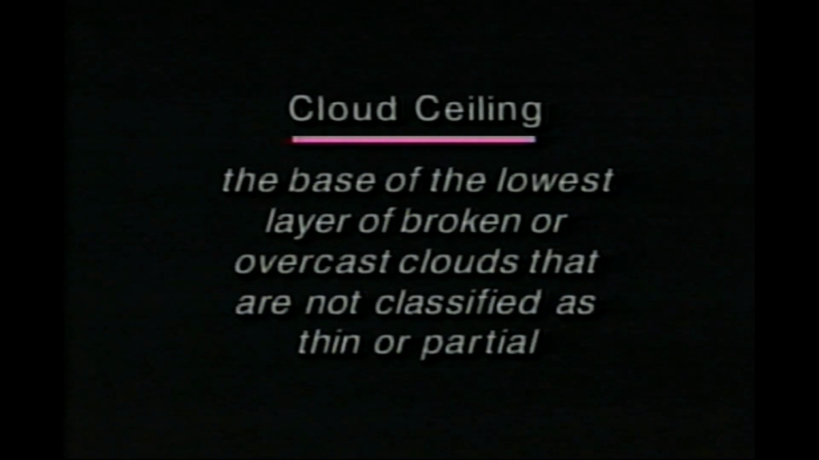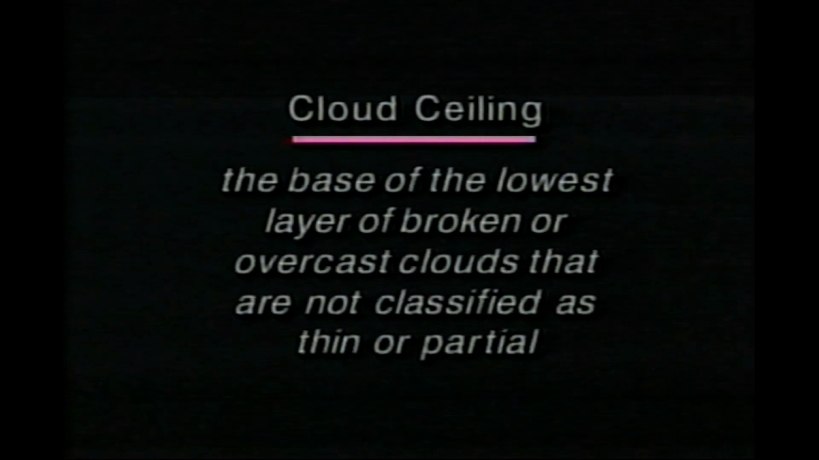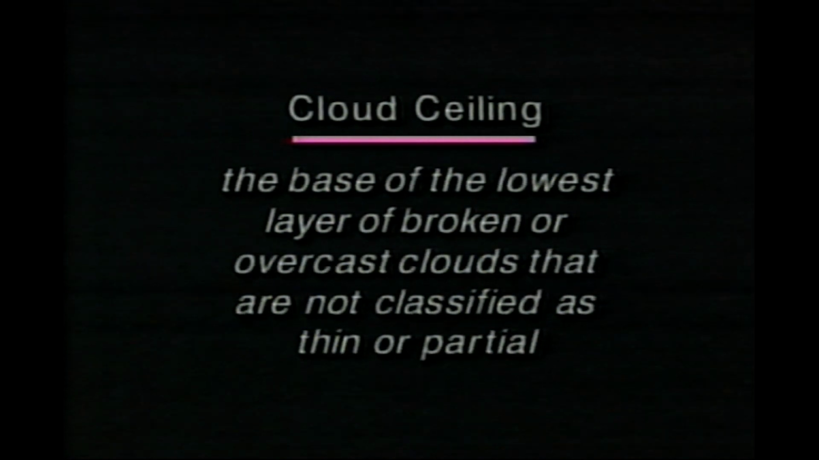Pilots often talk about the base of the clouds and hundreds of feet above the ground, and that's where you'll hear the term ceiling. A cloud ceiling is the base of the lowest layer of broken or overcast clouds that are not classified as thin or partial. Various ways are used to measure the height of a ceiling. They may be reported by aircraft, estimated by a weather observer, or actually measured by bouncing a light beam off the base of the clouds, as long as the clouds aren't too high.